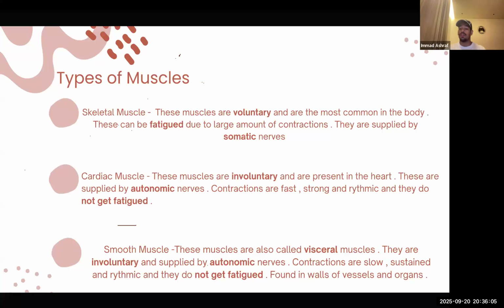Smooth muscles are also called visceral muscles. Viscera means inside your body, something that you can't control. They're also involuntary and supplied by autonomic nerves. The contractions are slow, sustained, and rhythmic. The difference between cardiac and smooth is that cardiac contractions are fast, because of your heartbeat. What's a normal heartbeat? Can someone tell me?